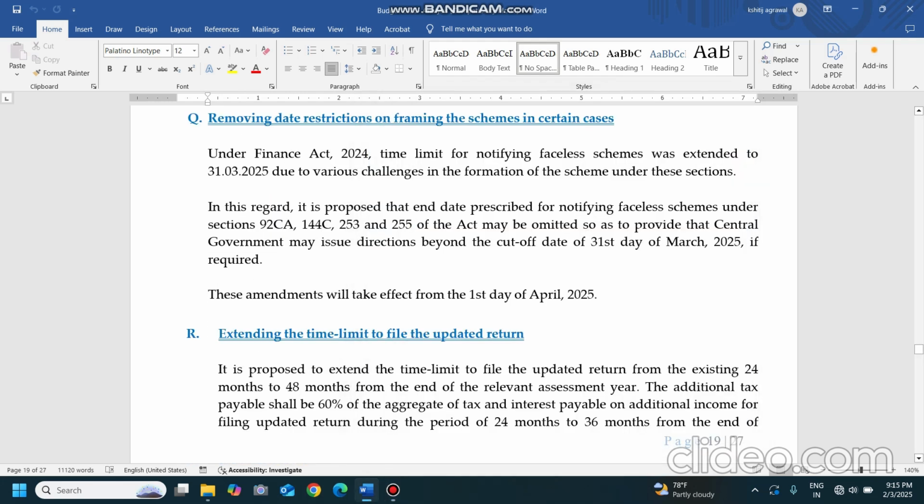Now coming to the next point, Finance Act 2024 said that faceless schemes will be notified for all the cases, appeals or whatever it might be. This was extended to 31st March 25.